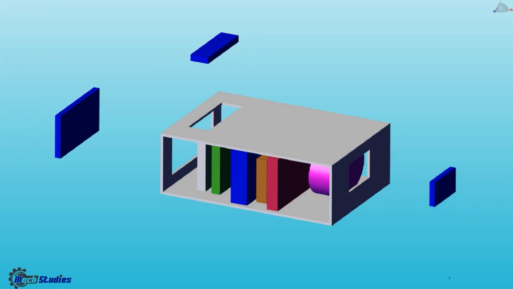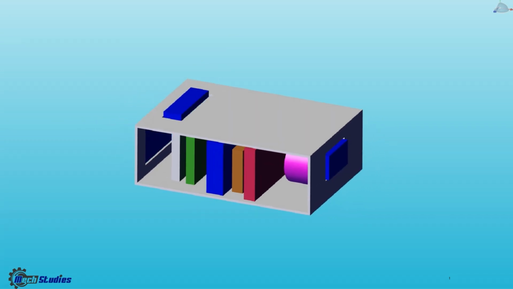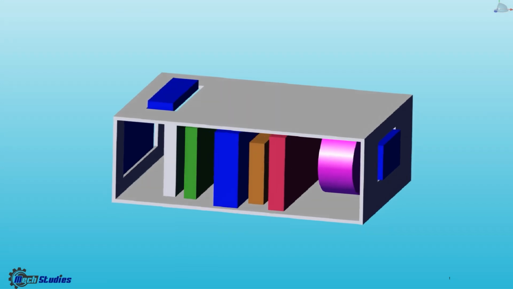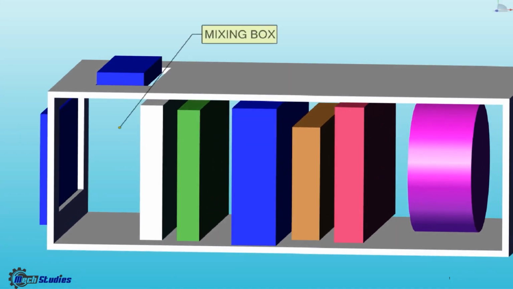Let's see the internal components of the air handling unit. Let's start from the left side. Look at the AHU closely. On the left side there is a vacant space. This is called the mixing box. Here fresh air and return air are mixing. That is why it is called the mixing box. This air is not conditioned. This is basically unconditioned air. It has pollutants. The temperature of the air may be very high or it may be very cold also.